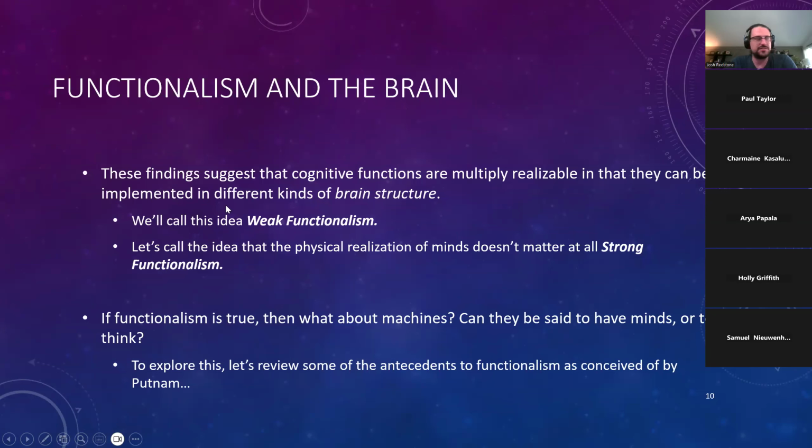Now, if this is all true, what can we say about machines? If functionalism is a good theory of the mental, and multiple realizability is true, what can we say about machines? Can we say of certain machines that they have minds or that they think? Well, not to get ahead of myself, but I think the answer is yes. But let's review some of the antecedents to functionalism.